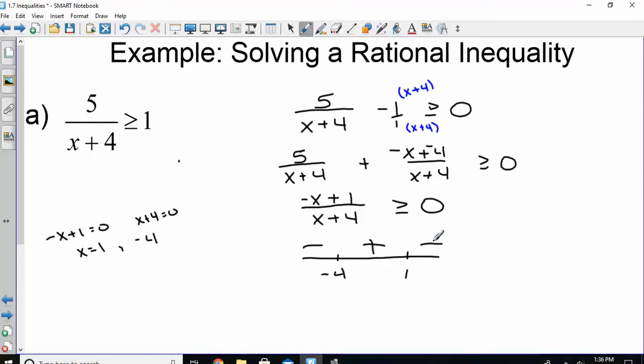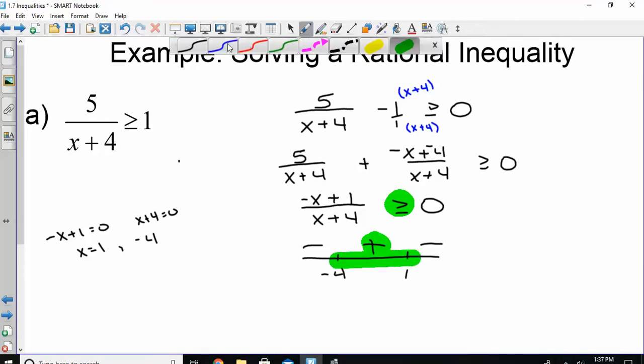We wanted greater than 0, which means positive. So I want this section of the graph. We said equal to. Equal to means bracket, but if I put a bracket on both of those, I'm wrong. Does anyone know why?